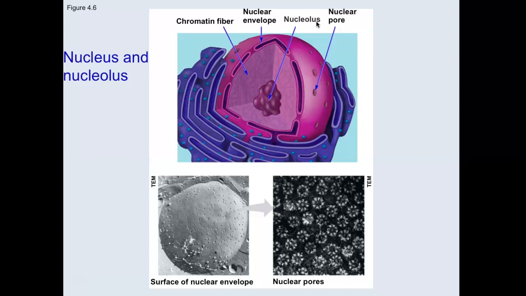It creates or synthesizes rRNA, little r, RNA. This is a building block of an organelle called ribosomes. That little r stands for ribosomes. So we have kind of a different little organelle inside of our nucleus that churns out ribosomal RNA.